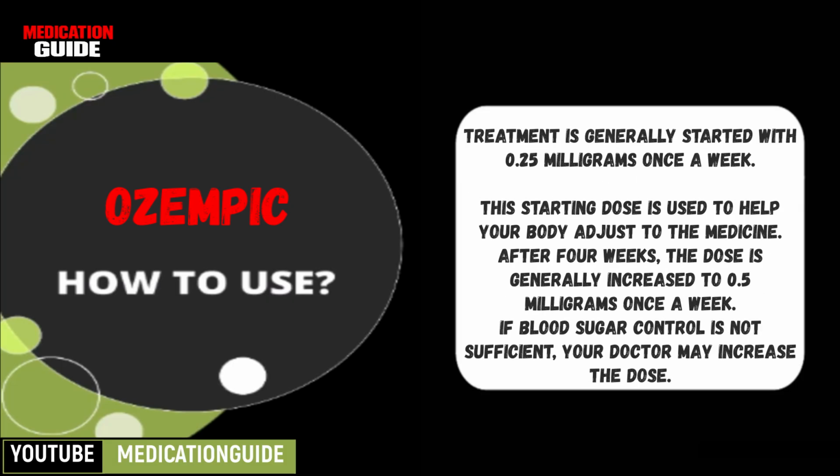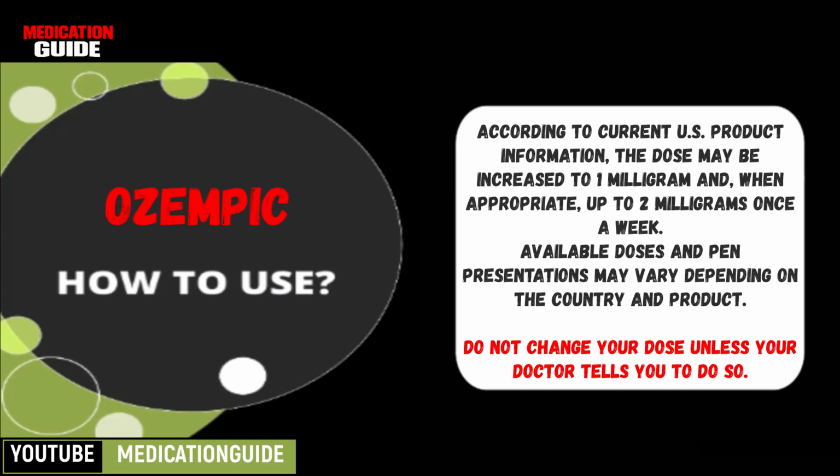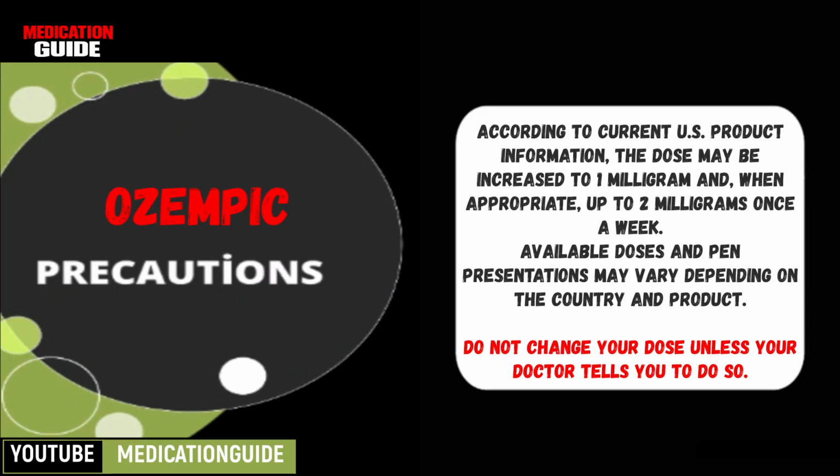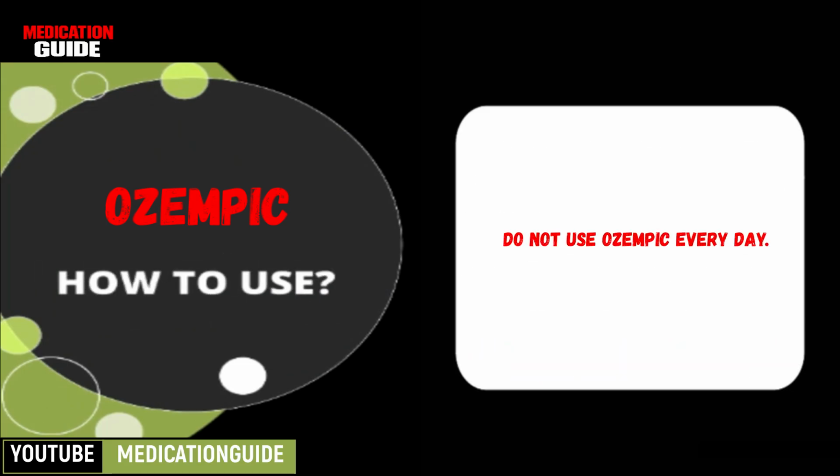Treatment is generally started with 0.25 milligrams once a week. This starting dose is used to help your body adjust to the medicine. After 4 weeks, the dose is generally increased to 0.5 milligrams once a week. If blood sugar control is not sufficient, your doctor may increase the dose. According to current US product information, the dose may be increased to 1 milligram and, when appropriate, up to 2 milligrams once a week. Available doses and pen presentations may vary depending on the country and product. Do not change your dose unless your doctor tells you to do so. Do not use OZEMPIC every day.